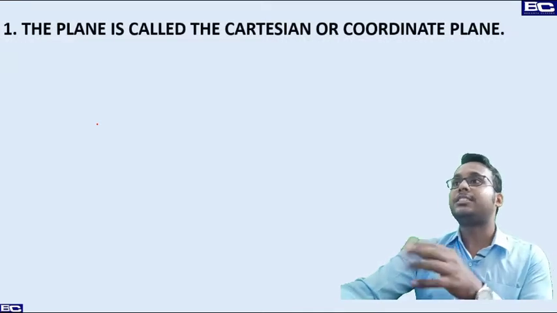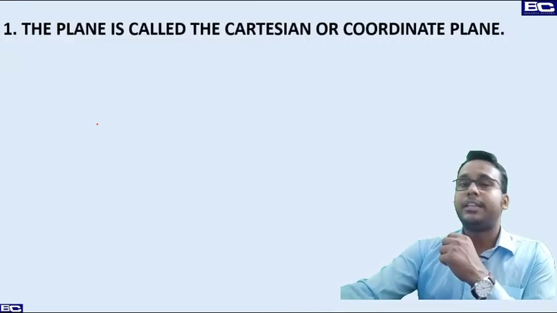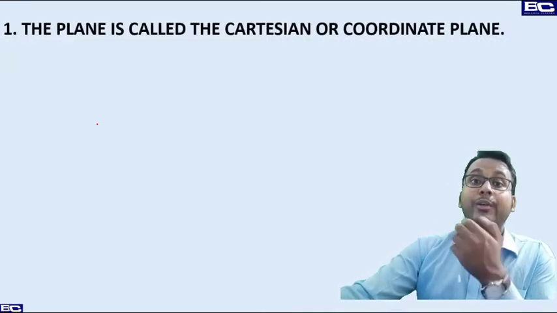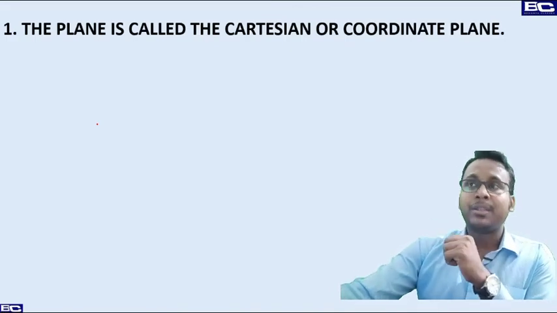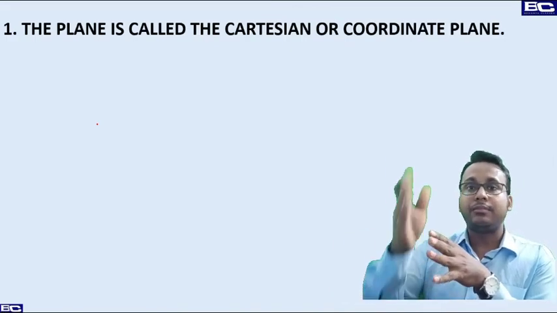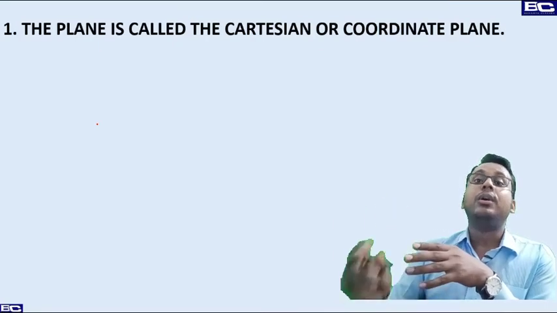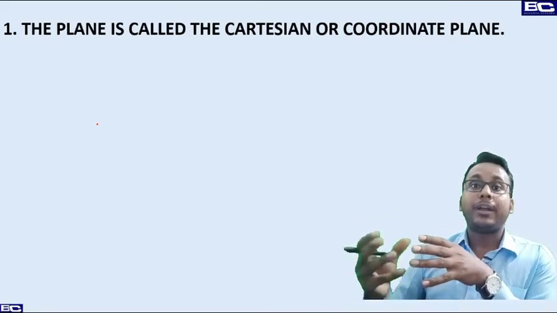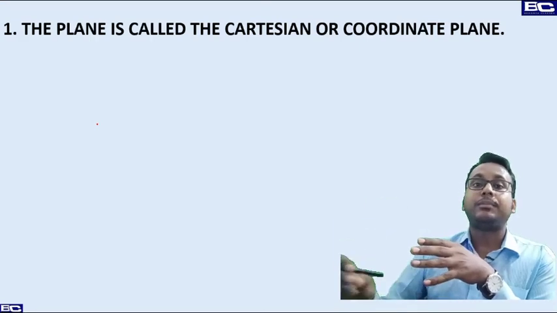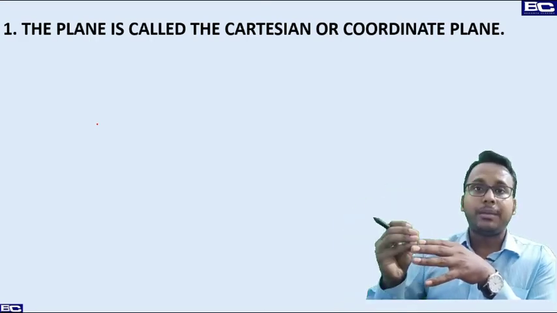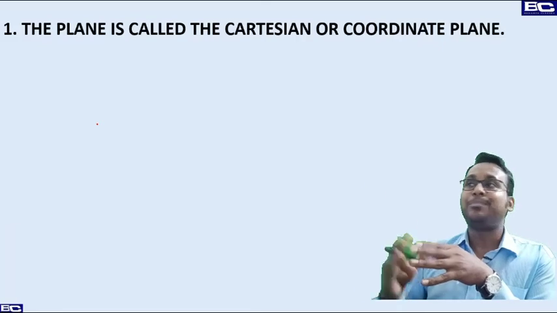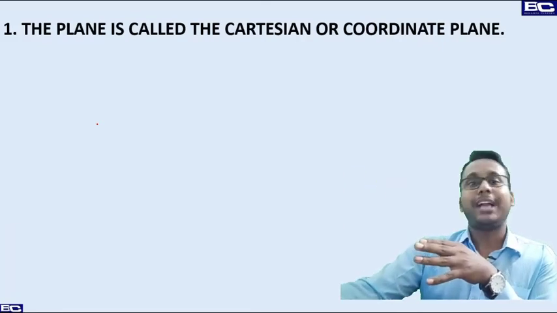Let's see. The plane is called the Cartesian or coordinate plane. So what is a coordinate plane and how is a coordinate plane formed? I think you got it. What is a coordinate plane? That plane which is formed by the intersection of two number lines, one of them a horizontal and another a vertical number line. That type of plane is called a coordinate plane or simply a Cartesian plane.